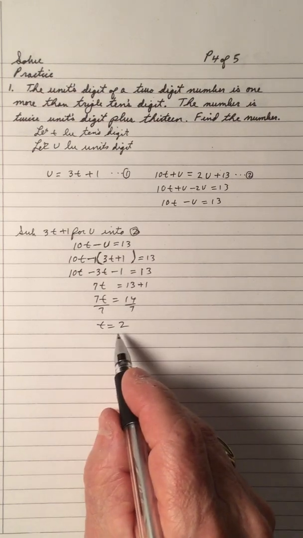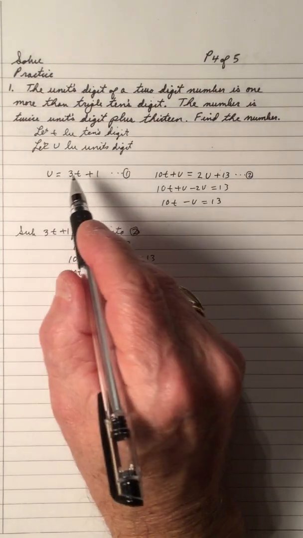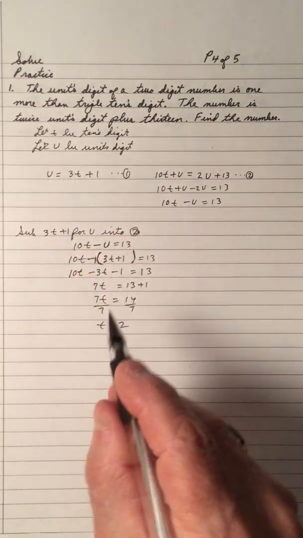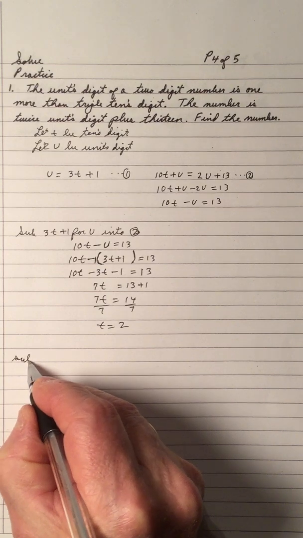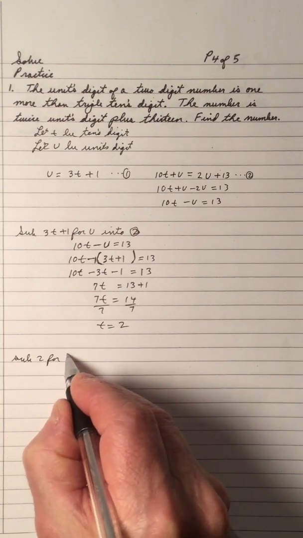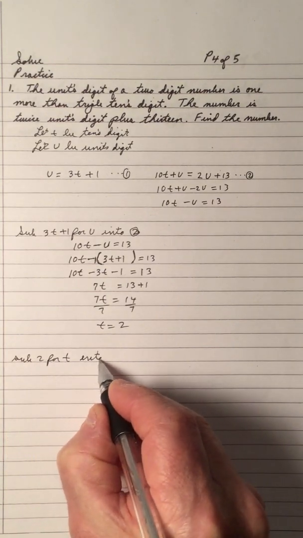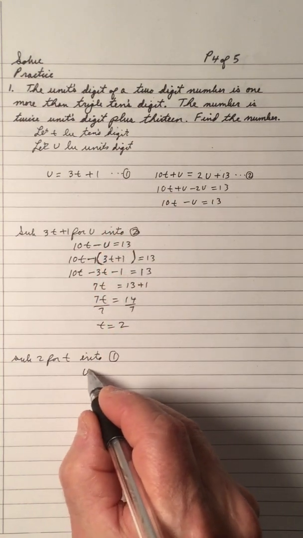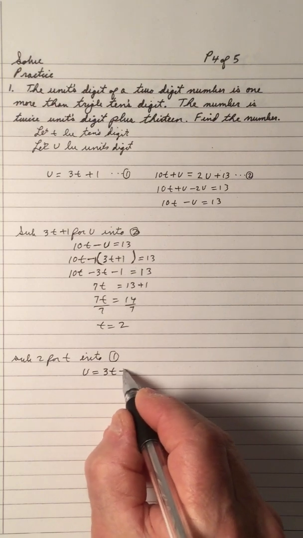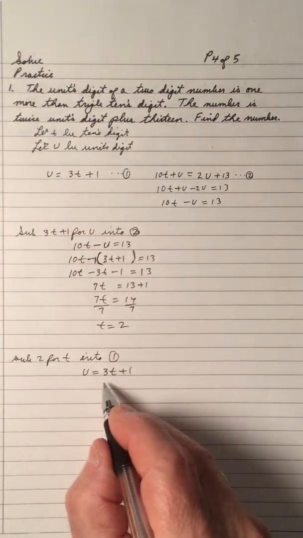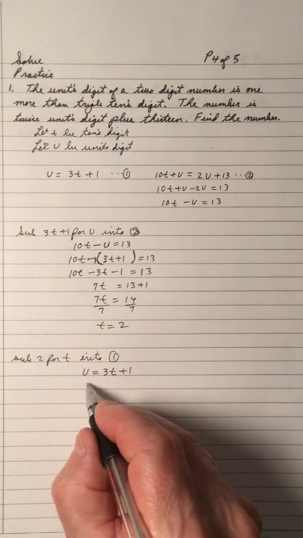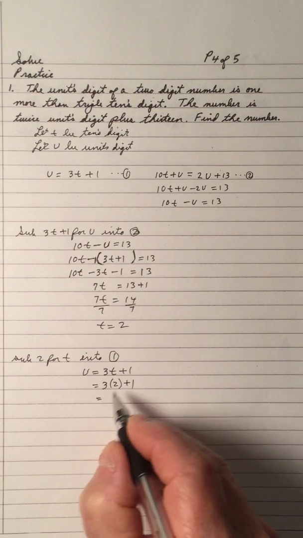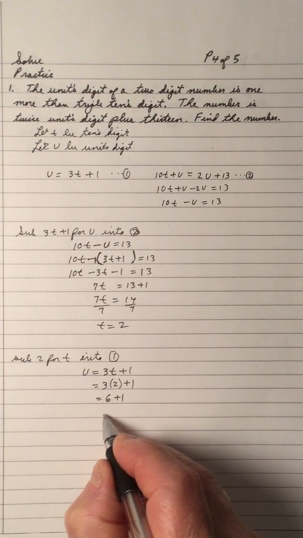And if t is equal to 2, then I want to find what u is. And a better equation is right there. Because when you put t in here, you get u on that side. So I'm going to sub 2 for t into. And number 1 is the better equation. So write down number 1 equation. So u equals 3t plus 1. There it is. I'm subbing 2 in for t. So 2 goes in for t. And that gives me 6 plus 1 is 7.